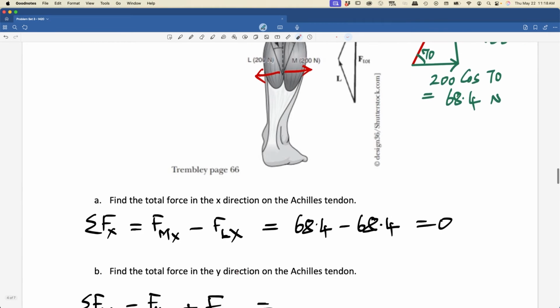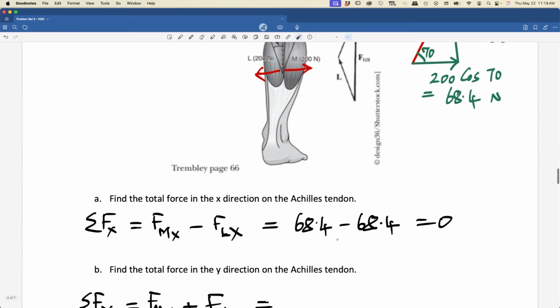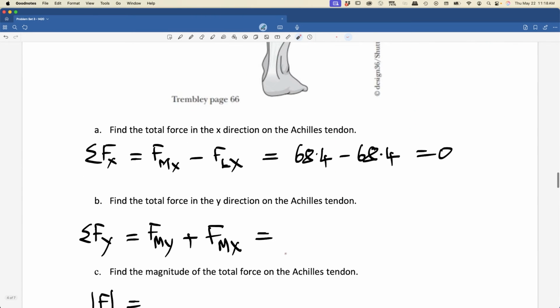In the B part, you have to find the total force in the y direction. If you look at the y components, you see that both of them are going to be pointing upwards. So you have the y component from here, which is pointing up. You also have the y component of this force, which will also be pointing up. So you have 188 Newton twice. So add them up, you will get the total, right? That should make sense.